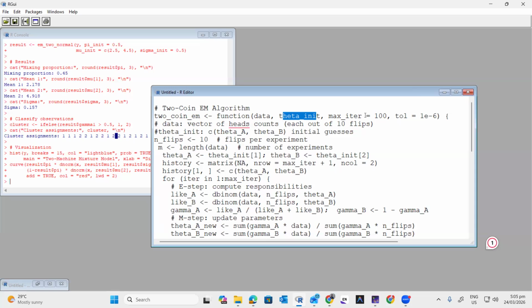And after that, we have the maximum number of iterations. We are going to run it up to 100 iterations, and the tolerance is 1e-6, meaning 0.000001, which is our convergence tolerance. That much difference we can tolerate; more than that difference we cannot tolerate. So this function will return a list containing the final estimates, the number of iterations performed, and the history of the parameter values.